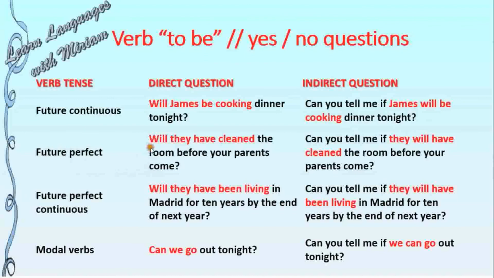Future perfect. Will they have cleaned the room before your parents come? Can you tell me if they will have cleaned the room before your parents come? Future perfect continuous. Will they have been living in Madrid for 10 years by the end of next year? Can you tell me if they will have been living in Madrid for 10 years by the end of next year? Modal verbs. Can we go out tonight? Can you tell me if we can go out tonight?